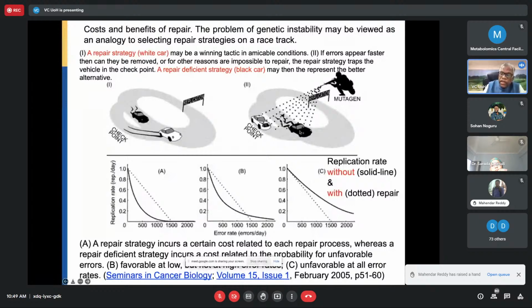So when does the tumorous cell arise? A tumorous cell generally arises when there is a compromised repair. Now the same thing is modeled in the bottom portion of the slide.